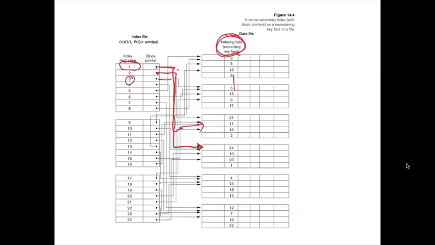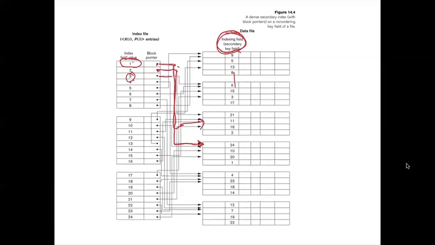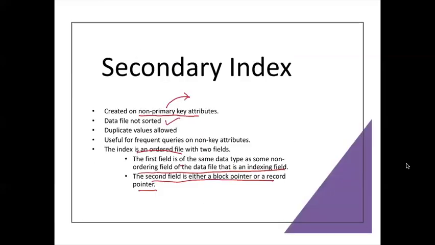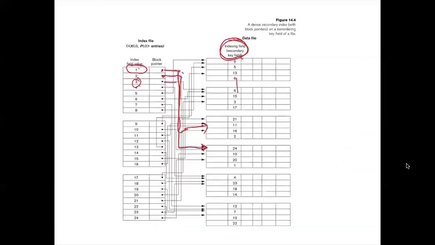One point to note here is that this is a dense index, because you can see that for every value of the index field, like I have 1, 2, 3, 4, for each value of the index field, there is a pointer pointing to the block where that particular record appears. Okay, so this is a dense secondary index. We can also have a non-dense secondary index sometimes.